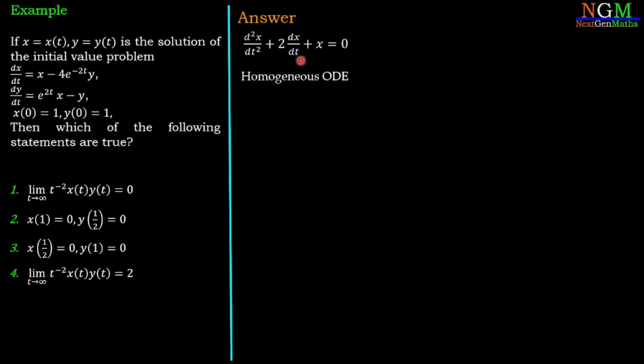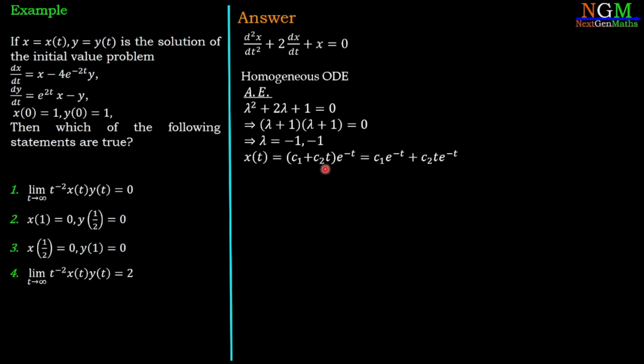This is a homogeneous ordinary differential equation. To solve it, we have to construct the auxiliary equation, which is lambda² plus 2 lambda plus 1 equal to 0. The roots of the auxiliary equation are lambda equal to minus 1, minus 1. These are repeated real roots. So the solution is x of t equal to (c1 plus c2 t) e^(-t). If we open the bracket, we have c1 e^(-t) plus c2 t e^(-t).